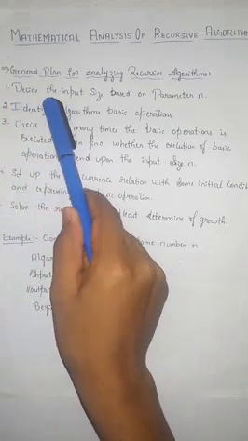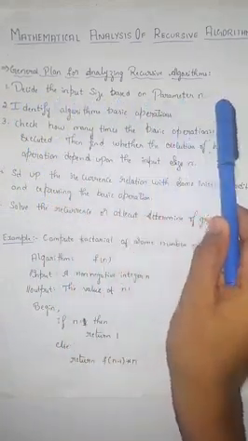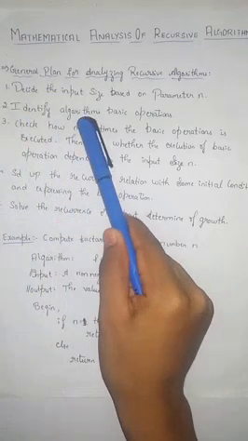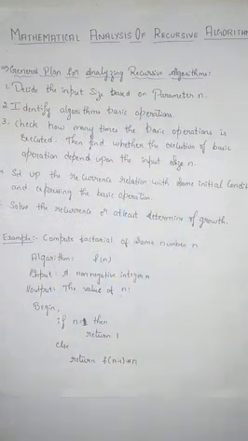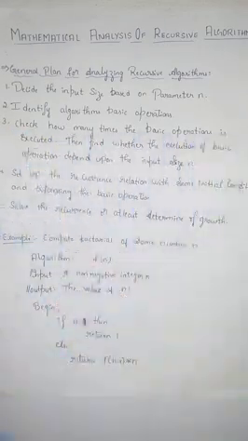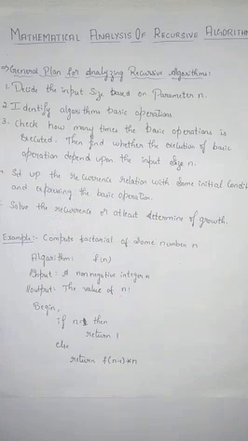First, decide the input size based on the parameter n. For example, in factorial, we use input sizes like 5 factorial, 3 factorial, etc. Next, identify the algorithm's basic operation. In finding the factorial, the basic operation will be multiplication. Next, check how many times the basic operation is executed. We need to check how many times the multiplication will be executed.